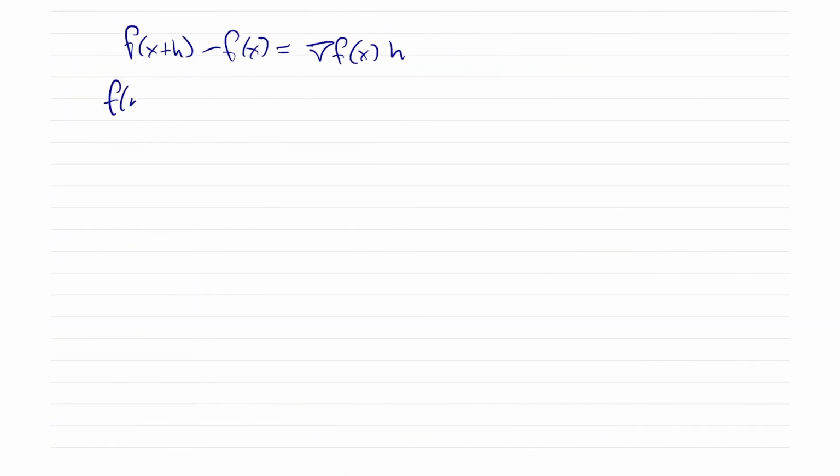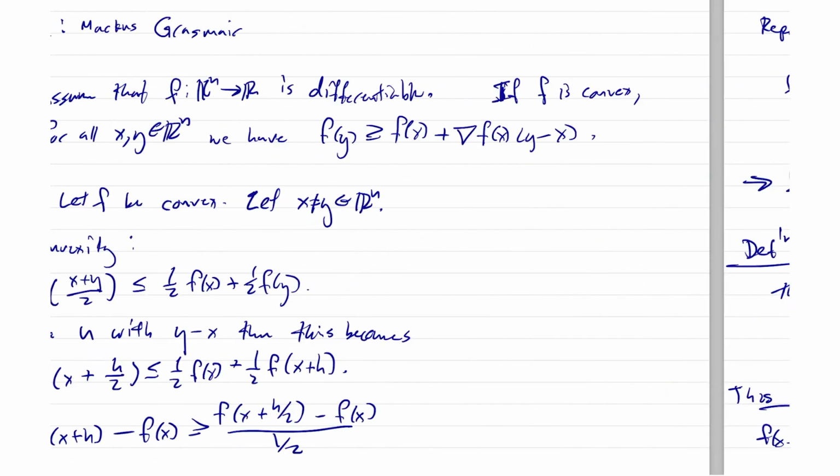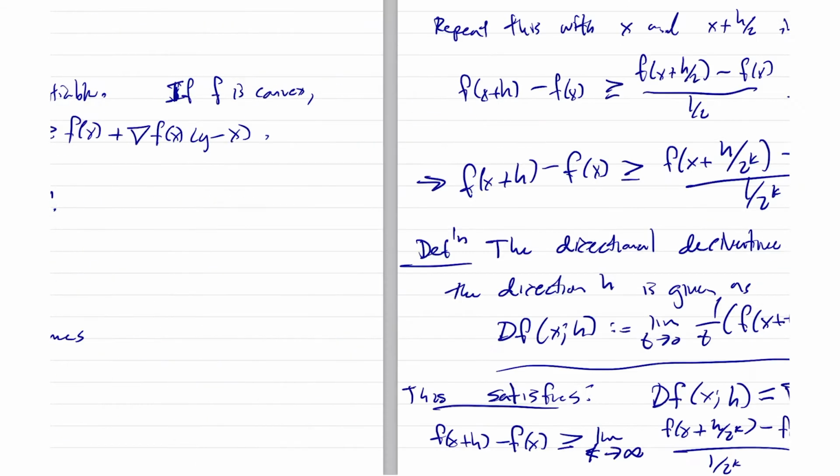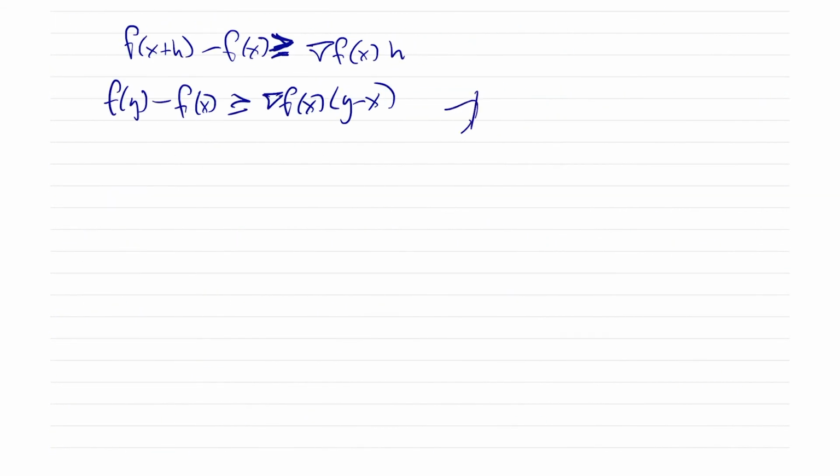We get f of y minus f of x. It's bigger than or equal to the gradient of f at x times y minus x. And if you go and look back at the beginning of the statement, this is exactly what we're trying to prove. So we'll just stop there.